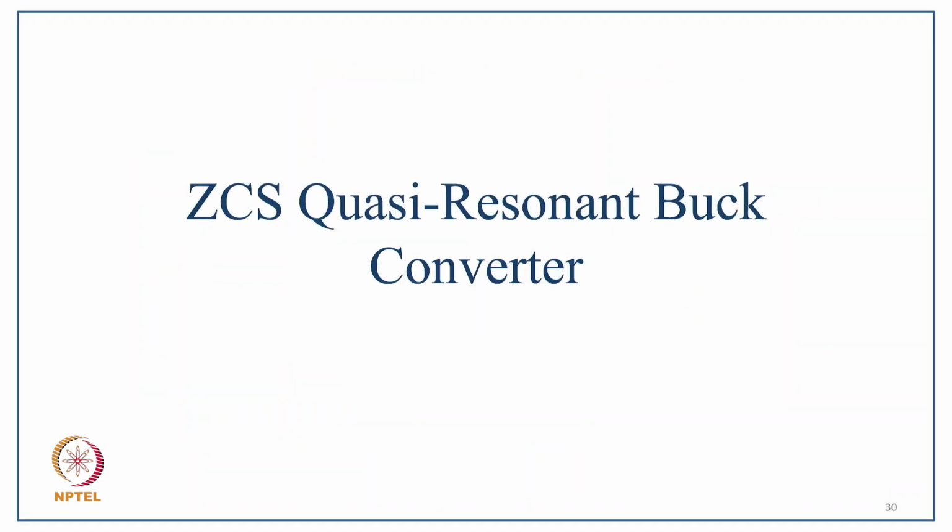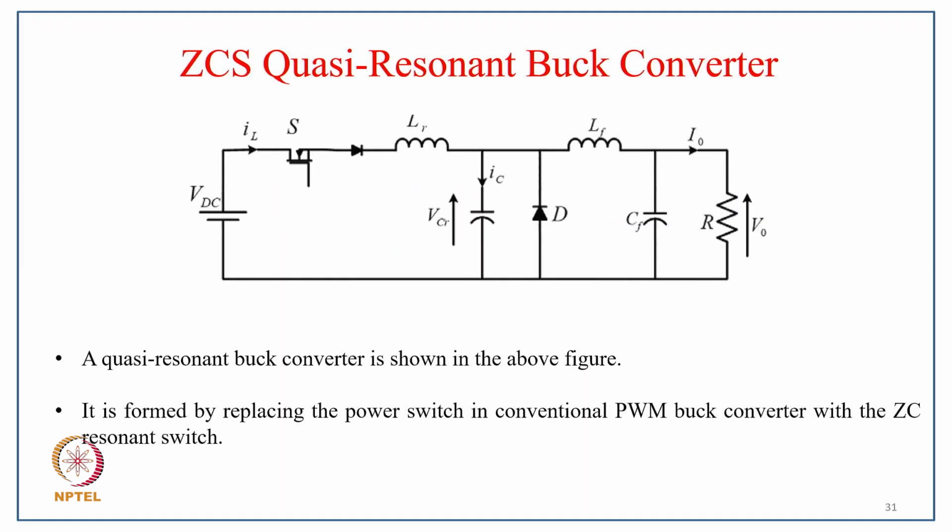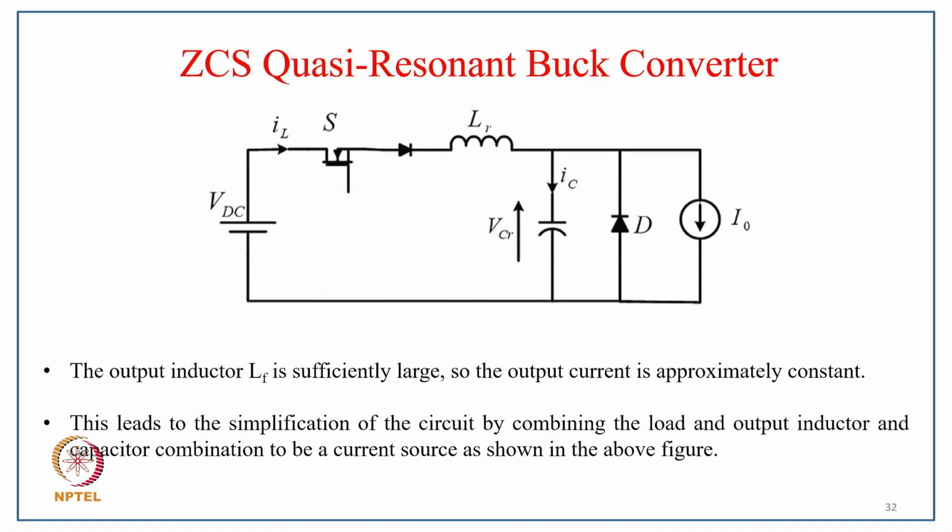Now coming to the ZCS quasi-resonant buck converter. So this is typically the circuit. You can see here the resonant capacitor is connected in parallel, the inductor is connected in series, and with that series diode with the switch. The quasi-resonant buck converter is shown in the above figure, and it is formed by replacing the power switch in the conventional buck converter with a ZC zero current resonant switch.